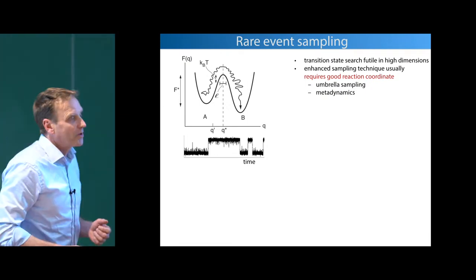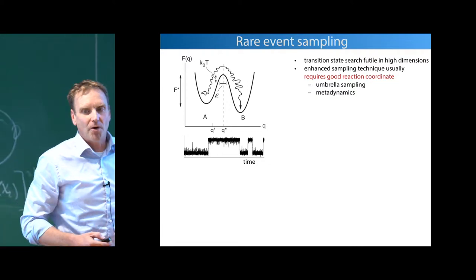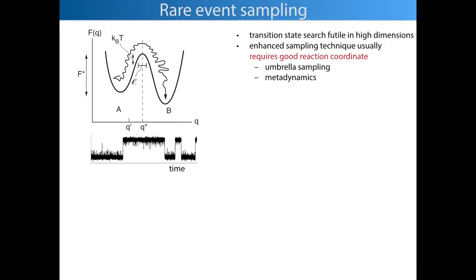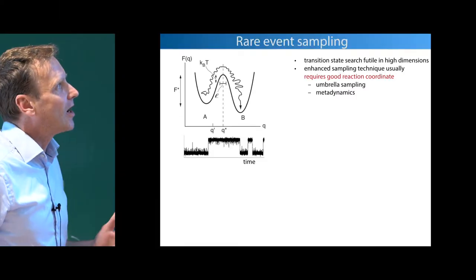And usually people use enhanced sampling techniques like we heard already before. Of course, in our field at least, the typical method is umbrella sampling. Yeah, this is the prototypical method, but also metadynamics and many, many others. I'm not going to list them, but they usually require a good reaction coordinate. And typically we use a collective variable for a reaction coordinate, but you have to be very careful.